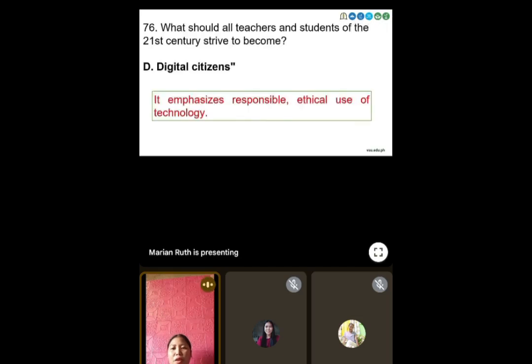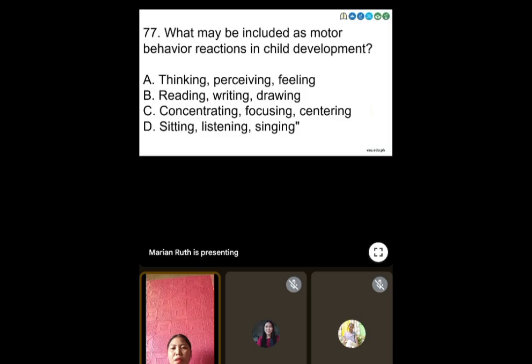Item 77. What may be included as motor behavior reactions in child's development? A. Thinking, perceiving, feeling. B. Reading, writing, and drawing. C. Concentrating, focusing, centering. D. Sitting, listening, or singing.